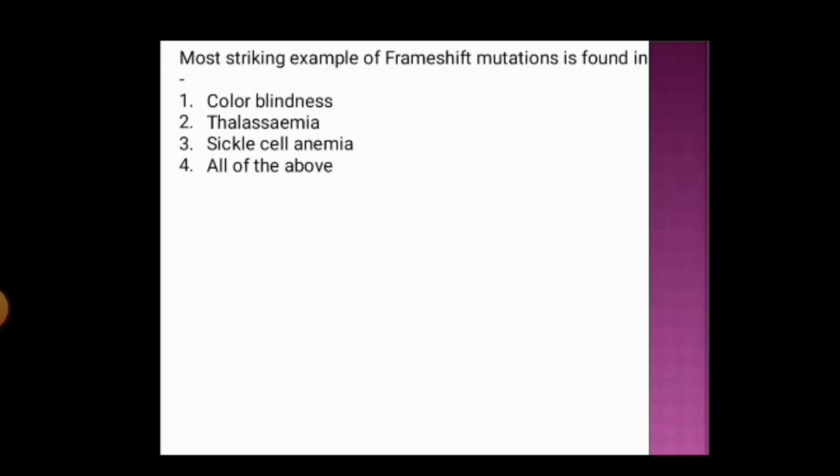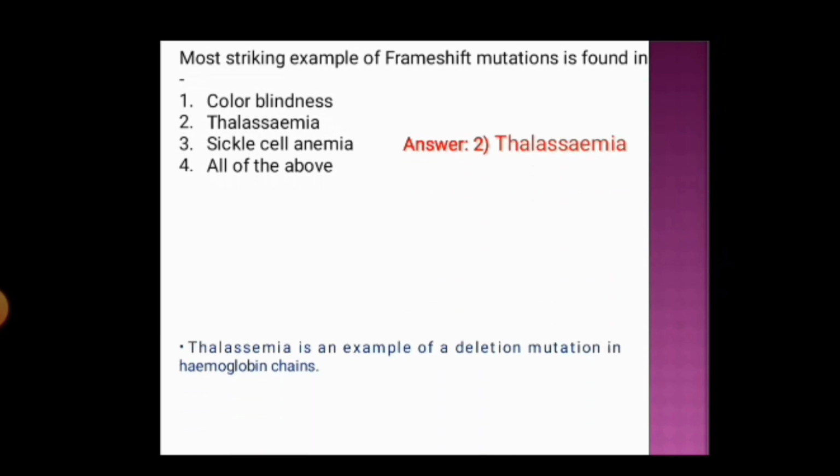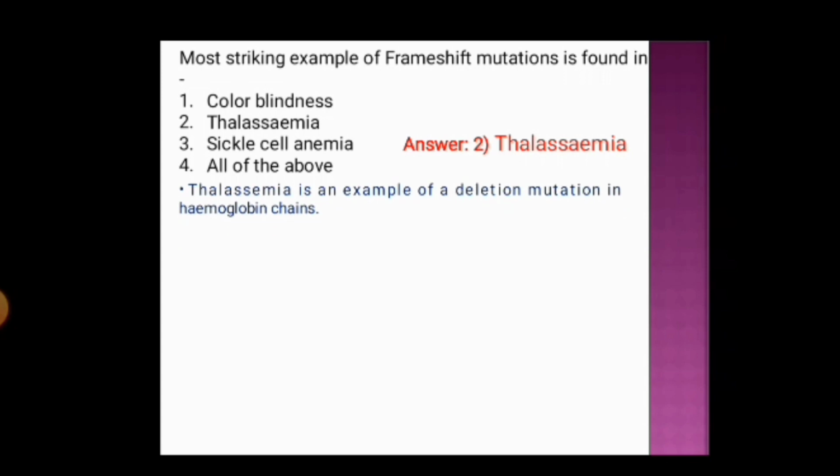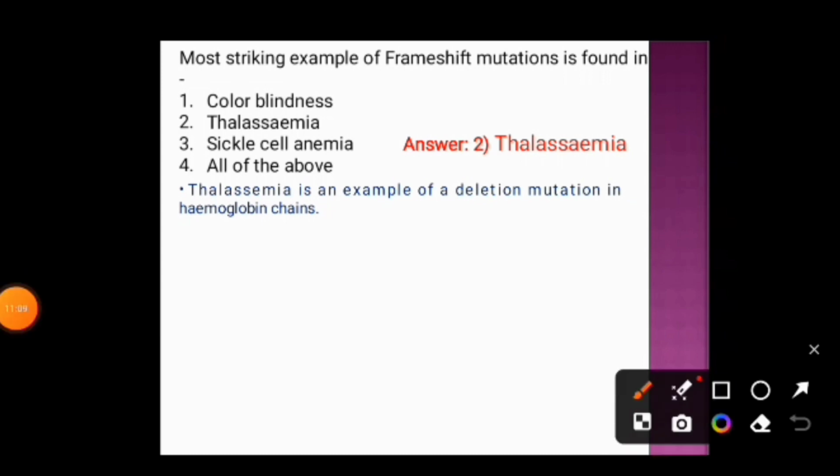Next question. The most striking example of frameshift mutation is found in option 1 color blindness, option 2 thalassemia, option 3 sickle cell anemia, and option 4 all of the above. And the correct answer is option 2 thalassemia. Thalassemia is an example of deletion mutation in the hemoglobin gene. As we have already discussed, deletion mutation and insertion mutation are one kind of frameshift mutation. So thalassemia is an example of frameshift mutation.